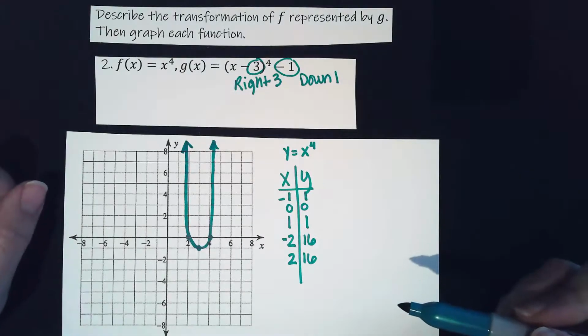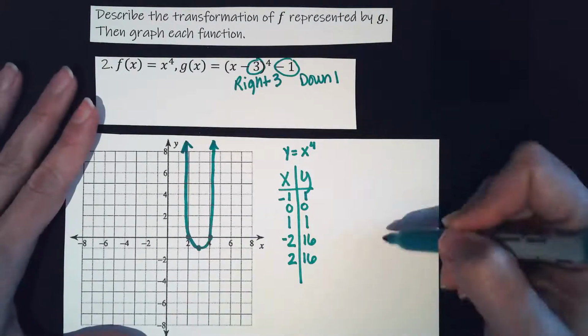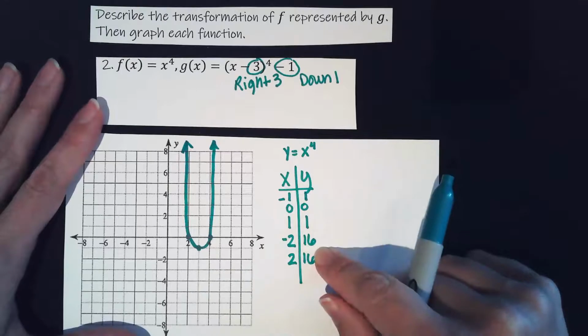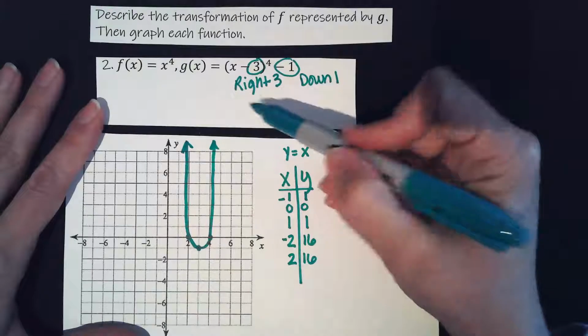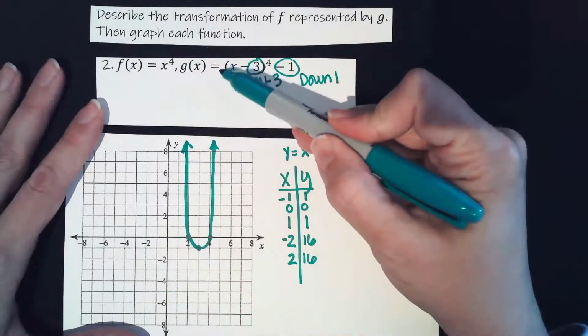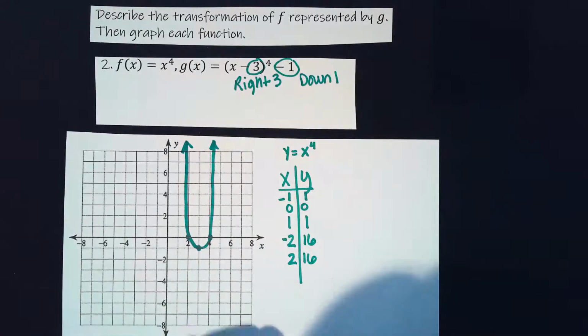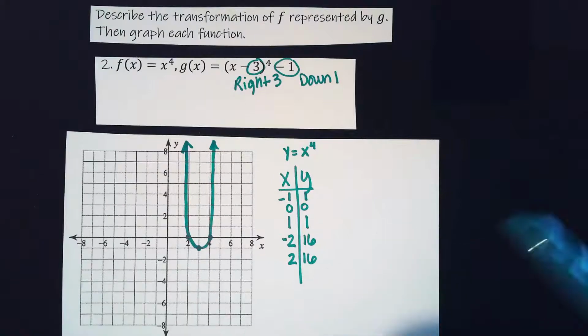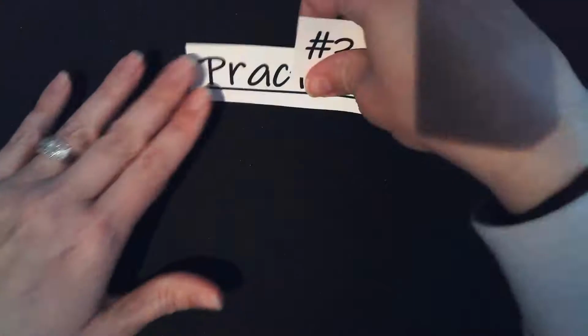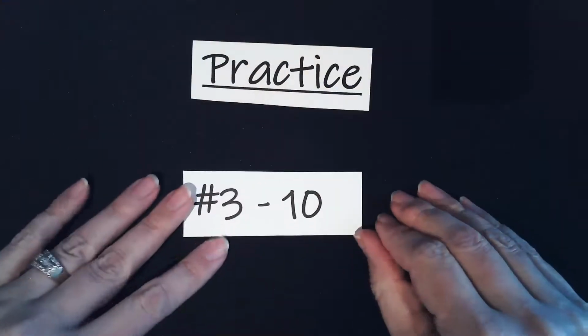You can always check it with your calculator and also get the other table from your calculator if you struggle with just using the parent function points. The y's of these didn't change because there was no a here that was greater or something other than 1. Okay, so now I want you to go to the practice and do problems 3 through 10.